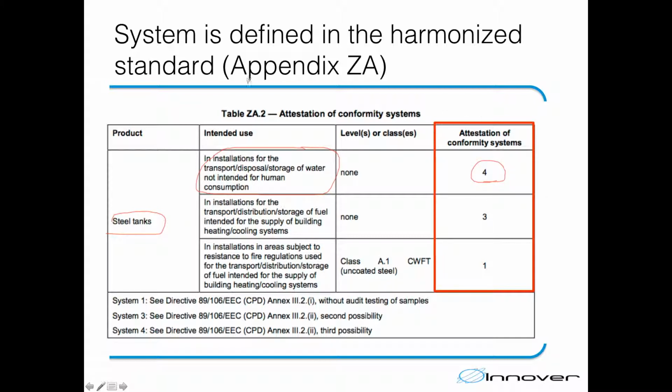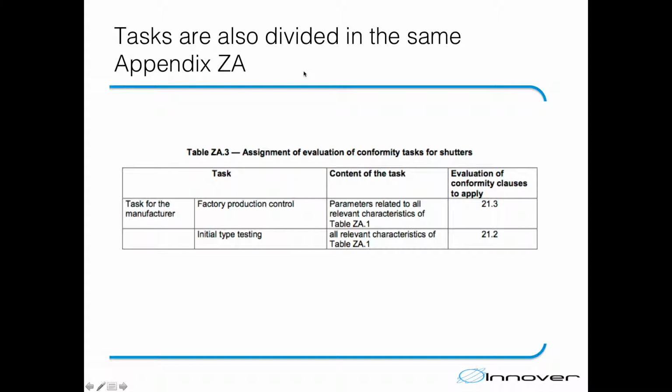And then in the same appendix, in the next table, we would have the tasks divided based on the decision we made in the previous table. In this case, we would only have tasks for the manufacturer. So we would have the task of setting up the factory production control system and the task of performing initial type testing. This initial type testing is basically just first you decide what characteristics to declare and then determining them.